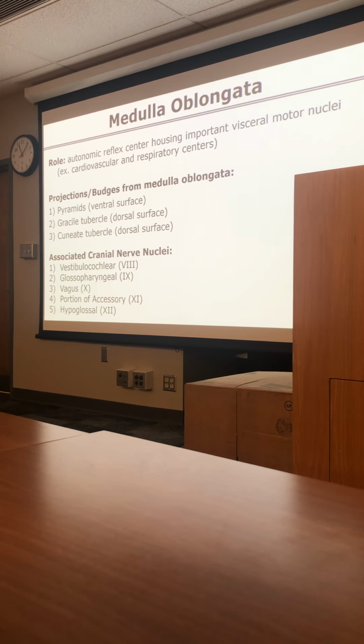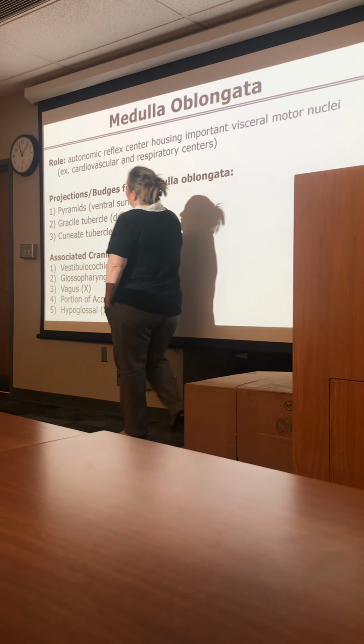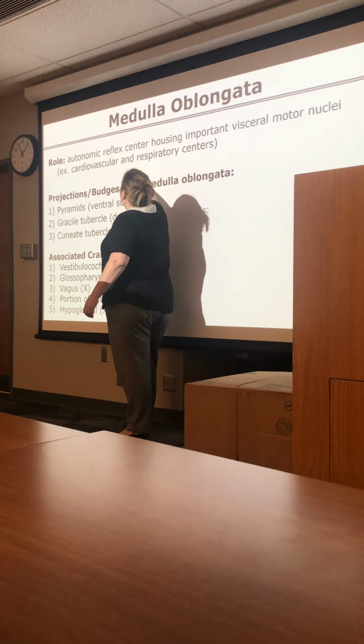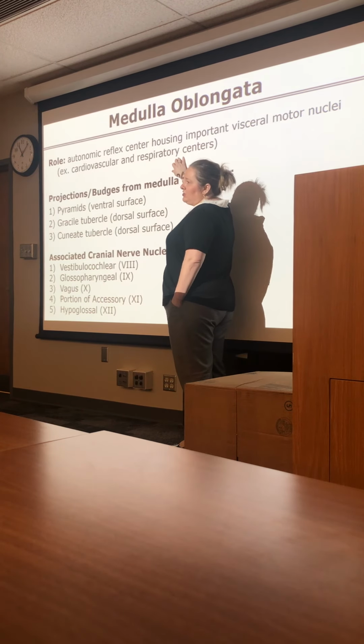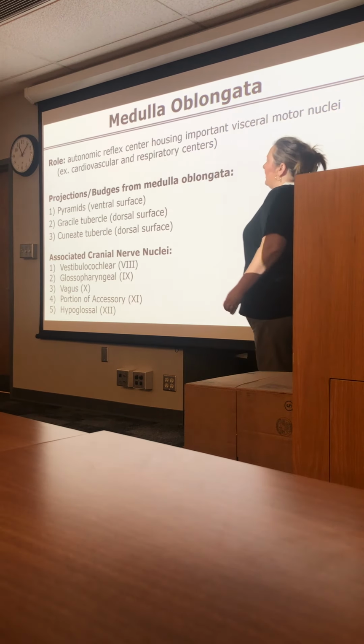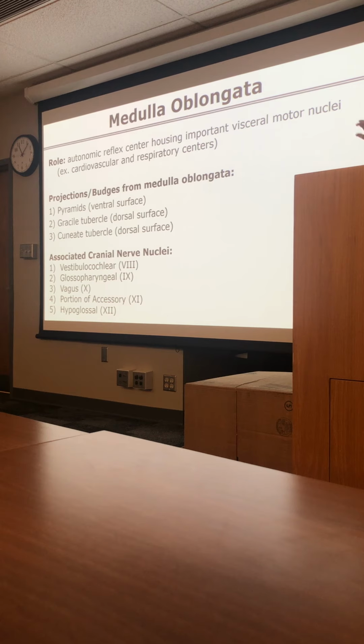Next is the medulla oblongata. The medulla oblongata is an autonomic reflex center housing important visceral motor nuclei. Here we have the cardiovascular centers and the respiratory center, so we have cells that control how fast the heart is pumping and how hard the heart is pumping. We also have how deep inspiration is and how fast inspiration takes place, and this is controlling that. This is a lot of autonomic activity, things for daily housekeeping activities.